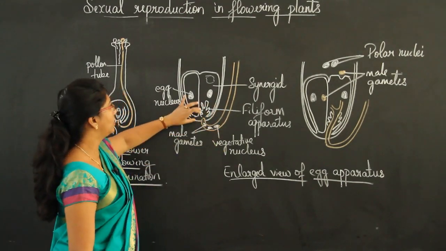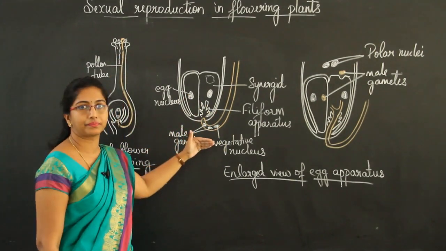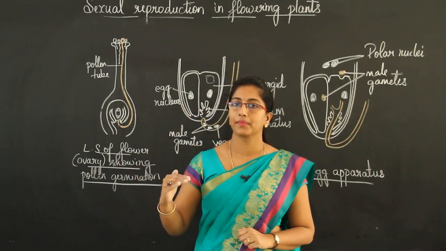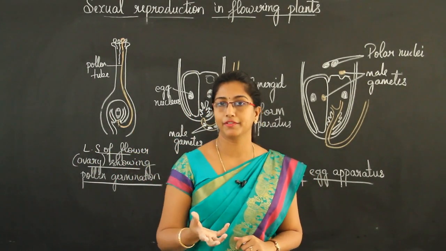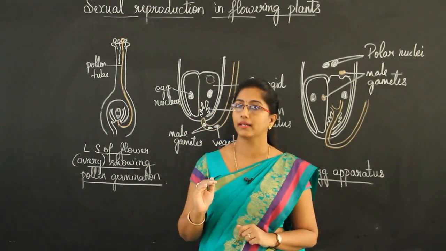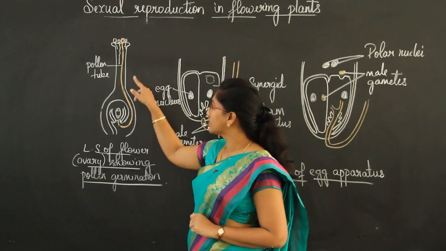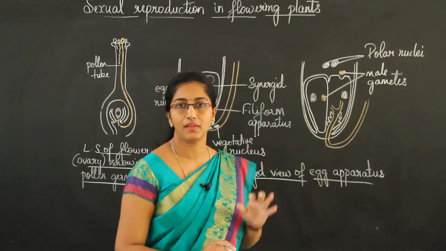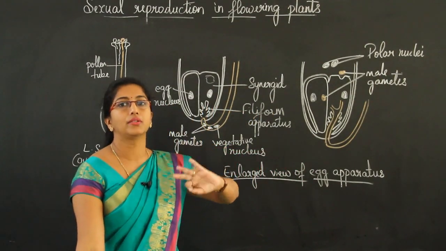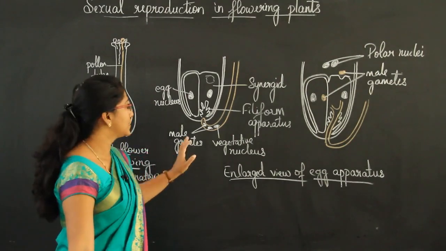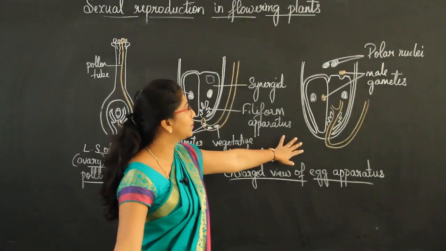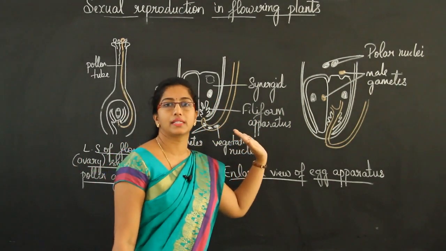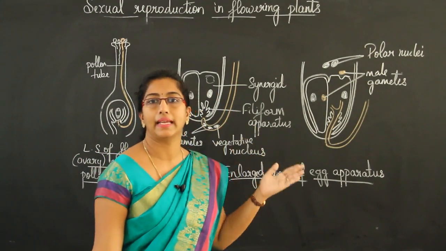So the whole process: after pollination, the pollen grains fall on the stigma. The stigma will recognize the right type of pollen. It will allow those pollens to germinate, and the pollen tube arises, which reaches the ovary, reaches the micropylar opening, and also makes its way into the embryo sac. Once it enters the embryo sac, it will release the male gametes. Till here we say it is pollen pistil interaction.